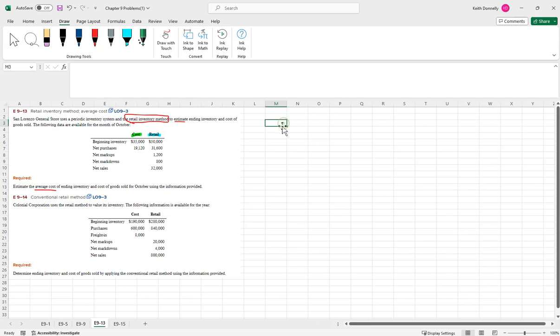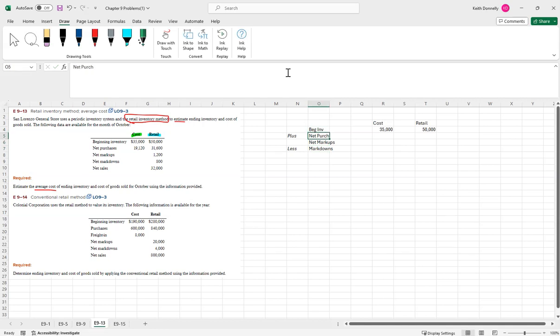So what we have to do here is essentially have our cost column and our retail column. We'll start with our beginning inventory. It's going to be 35,000 for cost, 50,000 for retail, just grabbing the information over there. Then we're going to have to add some things to that: the net purchases, the net markups, and we're going to back out any markdowns.